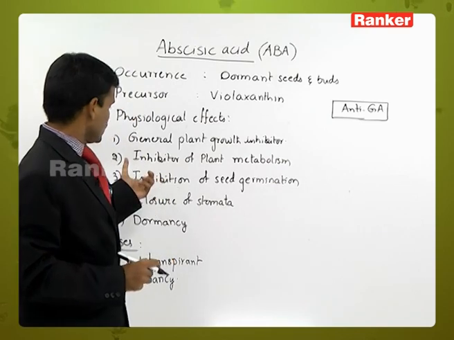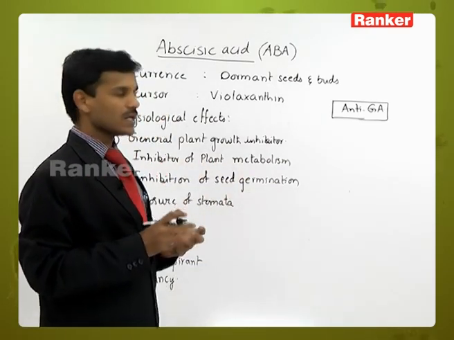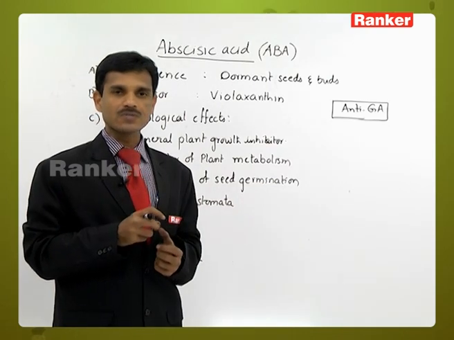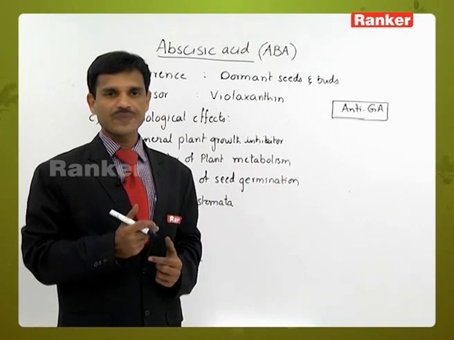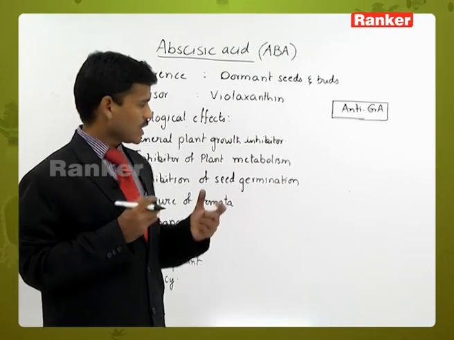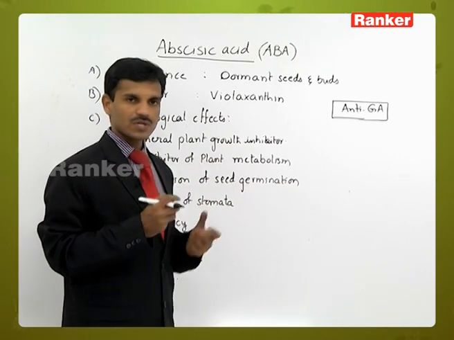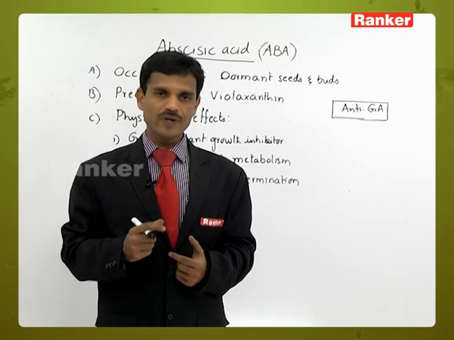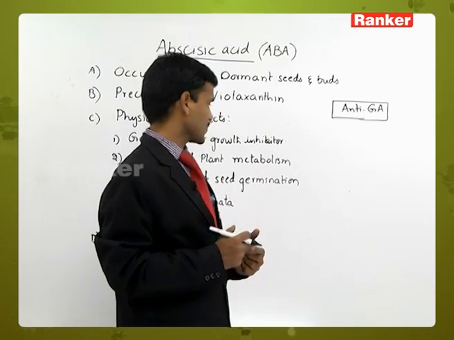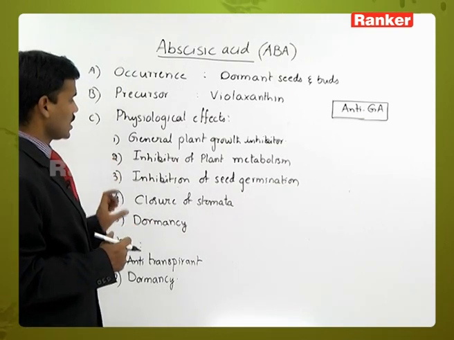And the seed germination is inhibited by the abscisic acid. Even under favorable conditions the seeds cannot germinate. They remain in the dormancy stage. If abscisic acid is produced, under favorable conditions also the seeds cannot germinate. So, dormancy is promoted by this hormone.